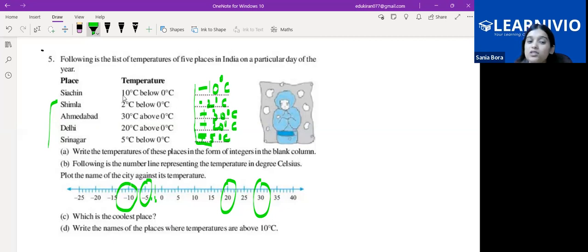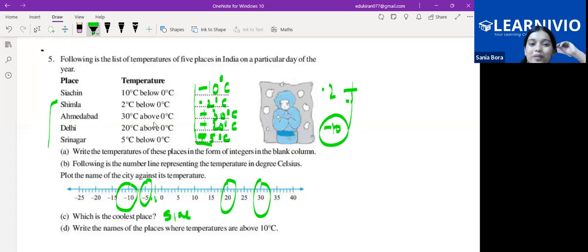Siachen will be this because this is minus 10. Minus 2 is here. Then minus 10 will come. The lower the temperature, the cooler it is. So just remember one thing: the lower the temperature, the cooler it is. Clear? So over here, is 2 smaller or 10? In negative, 10 is the opposite. Yes, so Siachen.